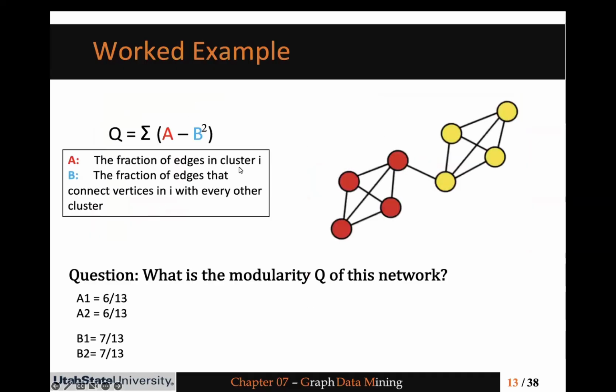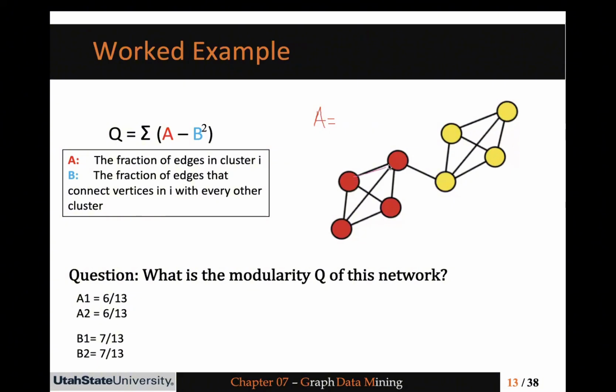Okay, so I just copied the formula in the next slide here. Q is nothing but the sum for every single community, right? Here we have two communities, the red and the yellow. Now for every single one, I'll compute A minus B squared, and I'm going to add that up for each community and see what the Q looks like. A is the fraction of edges in cluster I. So the first thing that I need to do in this case is compute what A is for the red cluster here. A is what will help me find the connectivity within my community in this case.